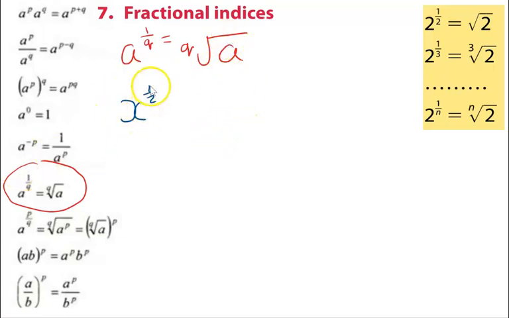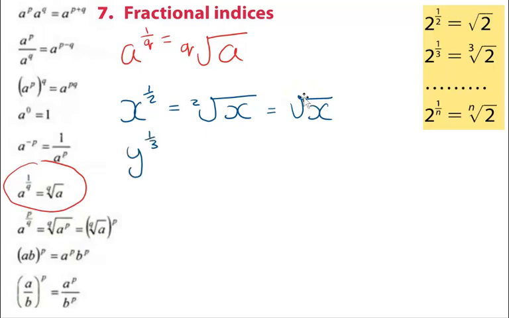So if you have x to the power of a half, then the denominator, which is 2, is going to go in front of a root. So it's going to be 2 root x, and 2 root x is the same thing as the square root of x. So x to the power of a half is equal to the square root of x. Anything to the power of a half is equal to the square root of that term, or that number. y to the power of a third is equal to the cube root of y.